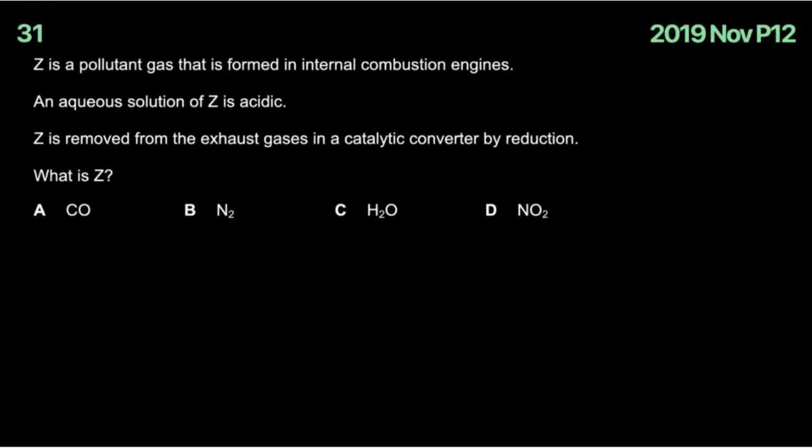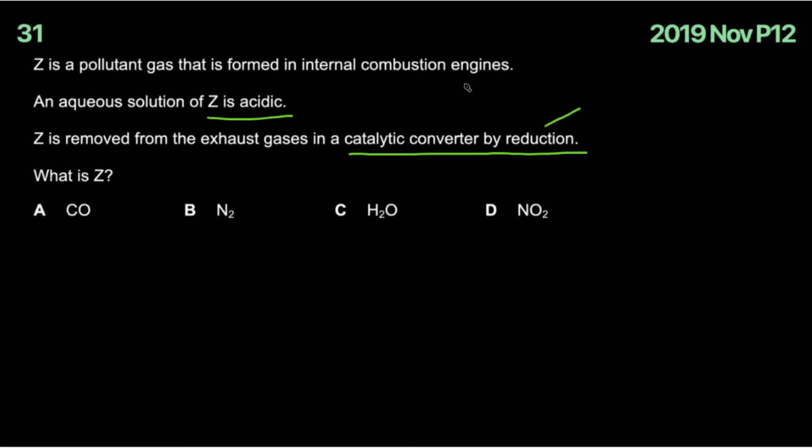Awesome. 2 more questions left for me to do. Z is a pollutant that is formed in internal combustion engines. So Z most likely is a hydrogen-based pollutant or a carbon-based pollutant, right? But in its aqueous solution, it is acidic. And it is removed from the exhaust fumes in the catalytic converter by reduction. Now, reduction, that's the key.